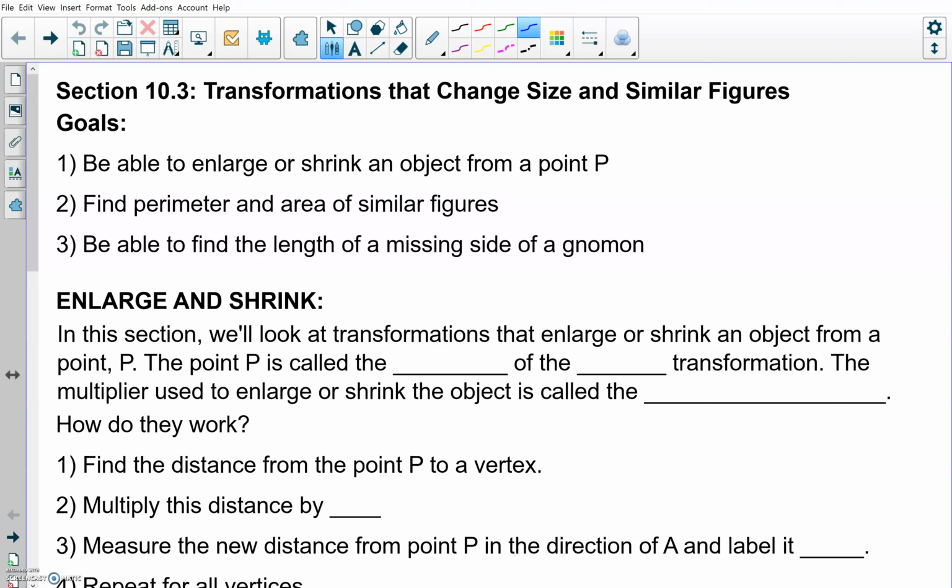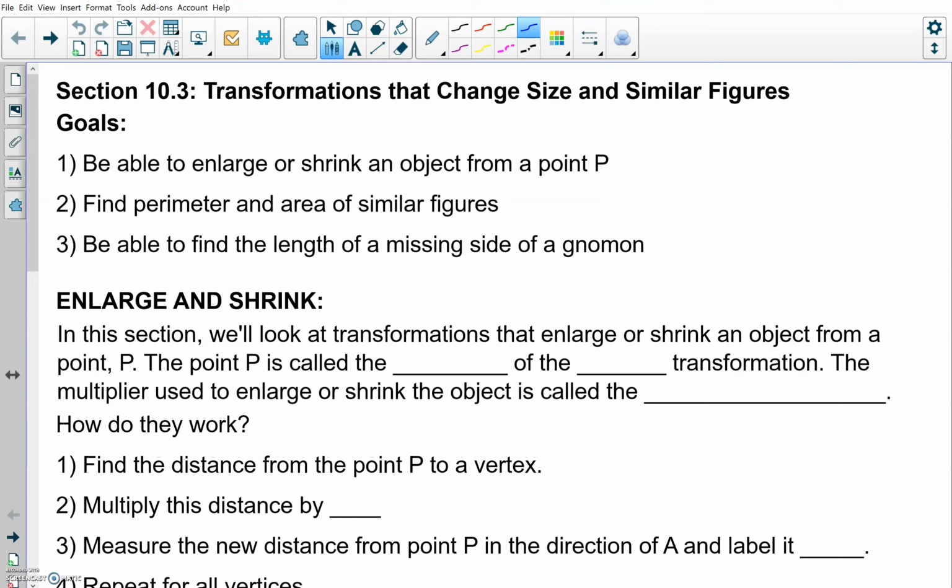But at any rate, that's basically what we're looking at, either shrinking down or enlarging. After we do that, we want to find the perimeter and area of these new adjusted figures, and there are a couple of formulas to do that for you. Then we're going to find the length of a missing side on what's called a gnomon, and we'll see what that's all about when we get there.